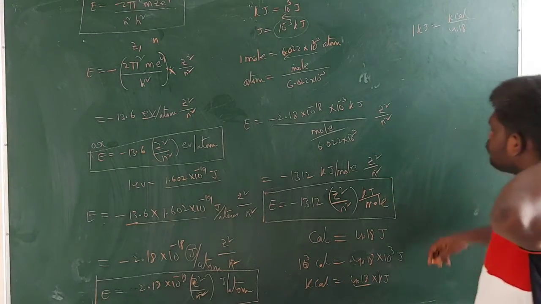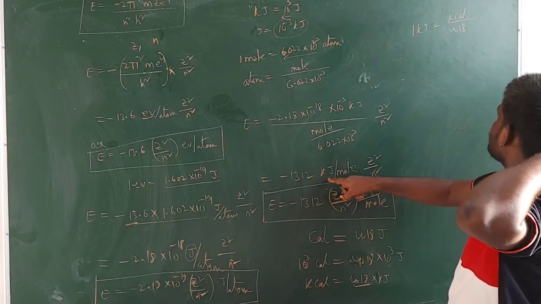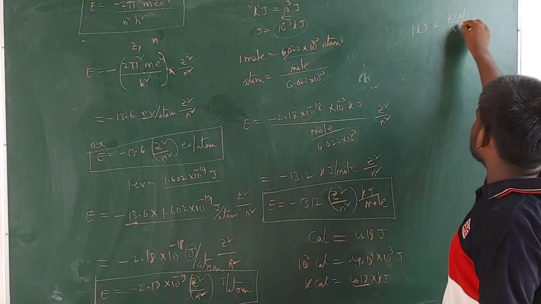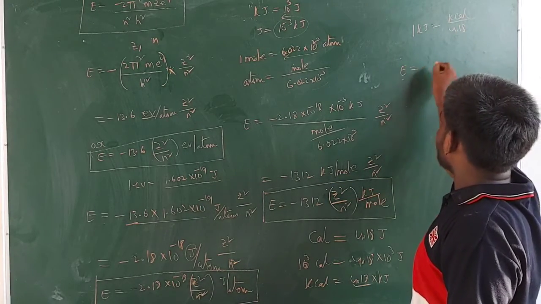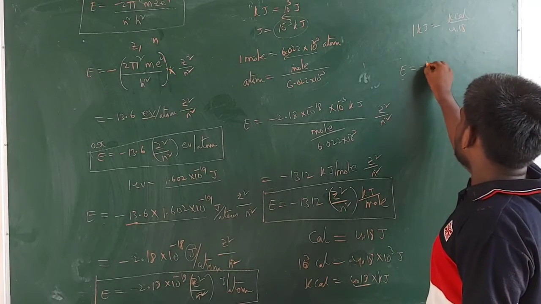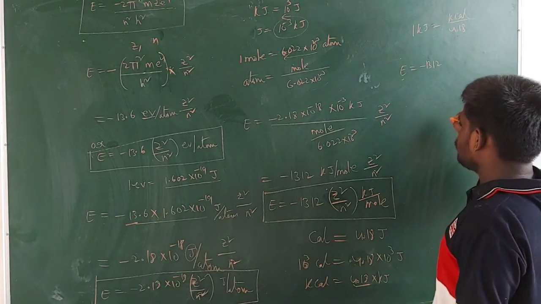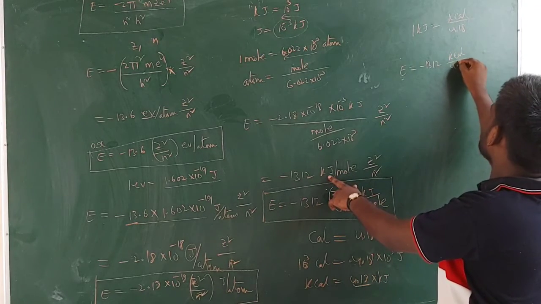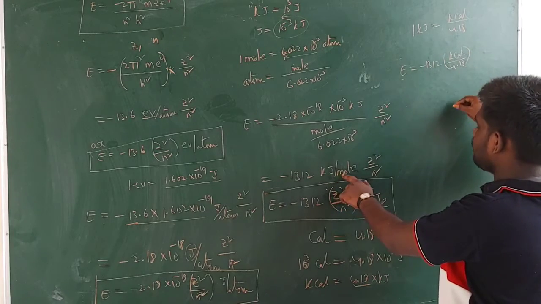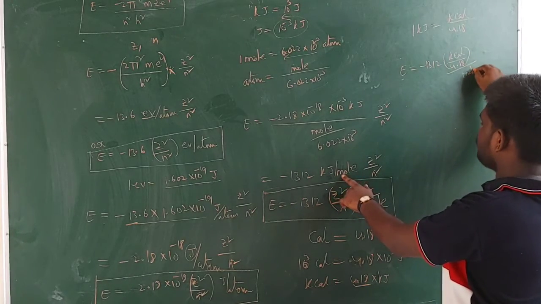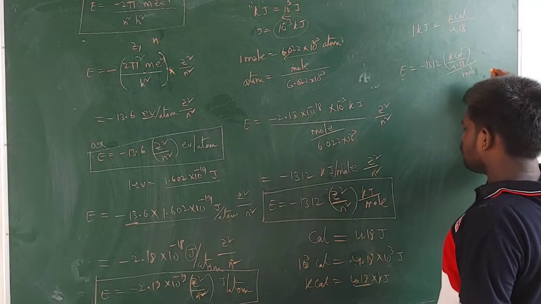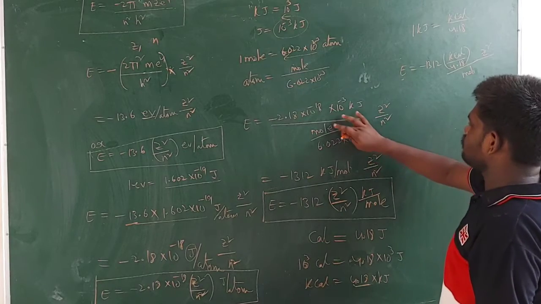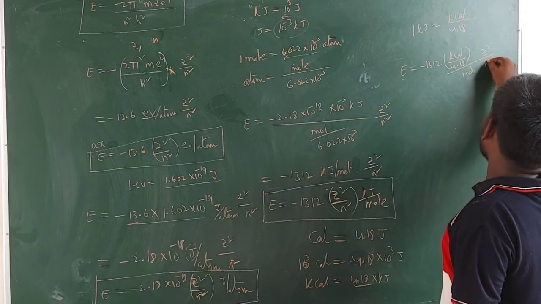Next one, that's it. You have to substitute kilojoule value. In this equation, instead of kilojoule, you have to substitute this one. Now energy of electron is equal to minus 1312 kilojoule value, kilocalorie by 4.18 by mole, Z square by N square.